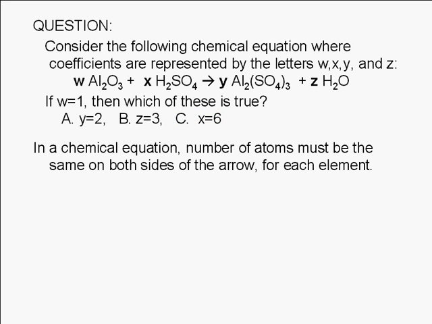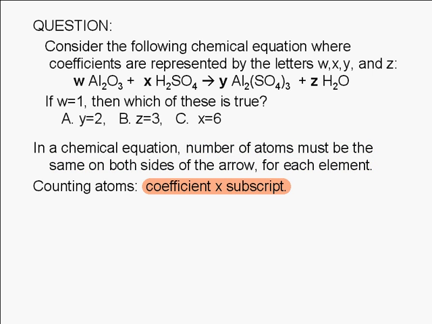In a chemical equation, the number of atoms must be the same on both sides of the arrow for each element. To count atoms, we simply multiply the coefficient by the subscript. Let's set up a table that will allow us to relate the values of the coefficients W, X, Y, and Z.